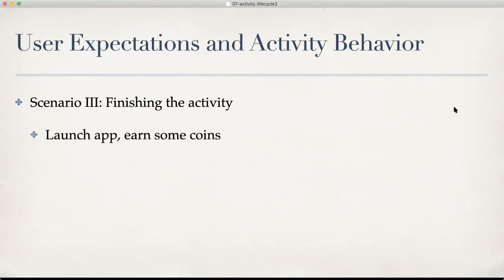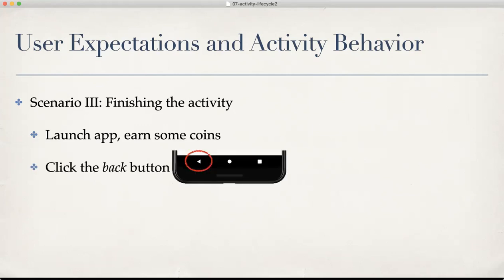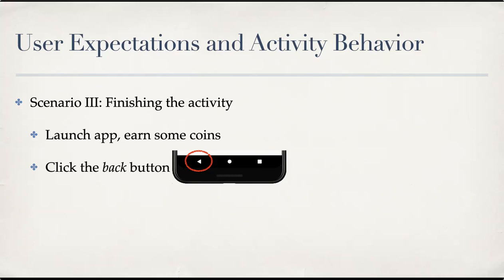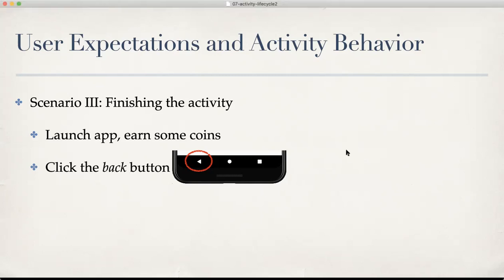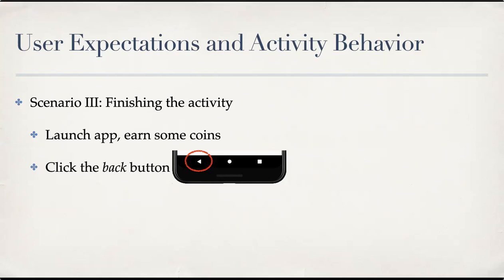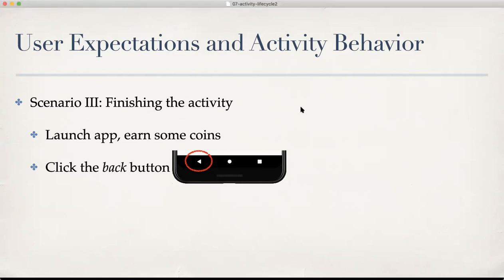Once again, launch the app, earn some coins, but next click on the back button. The back button, in most devices, you'll find as the arrow on the left. The square on the right was the recents button through which you could go to the recent apps and come back to an activity. But the arrow button or the triangle button here is the back button. You click that and you're basically saying, kill this activity. I'm done with this activity. You can finish it. I'm no longer interested.